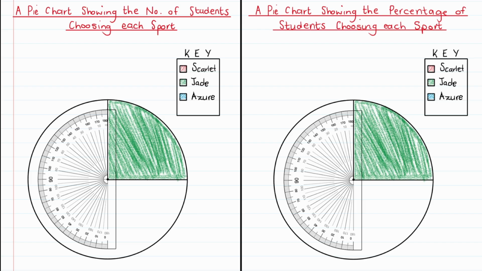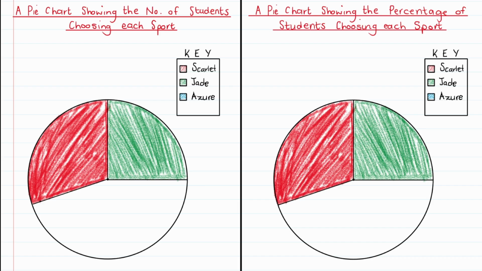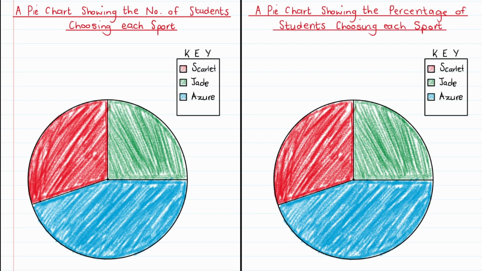Using my protractor, I'm going to measure my next biggest angle, which belongs to the Scarlet house. According to our calculations, this should measure 108 degrees. Once I've made a point with my protractor, I'm going to draw in my next radius and color in the sector the same as what my key indicates. Now I need to complete the sector for the Azure house, but since it's already there, all I need to do is just color it in.